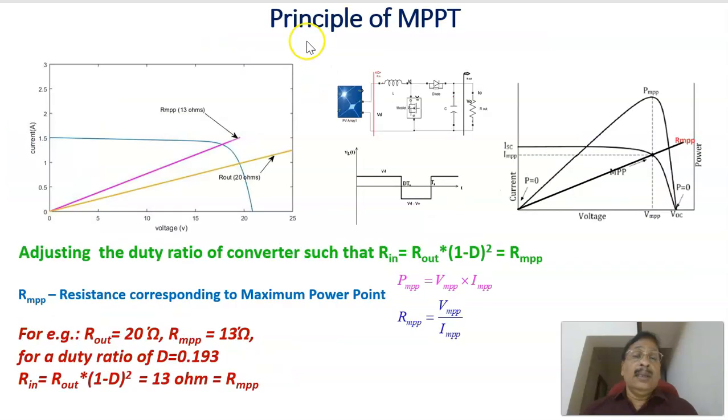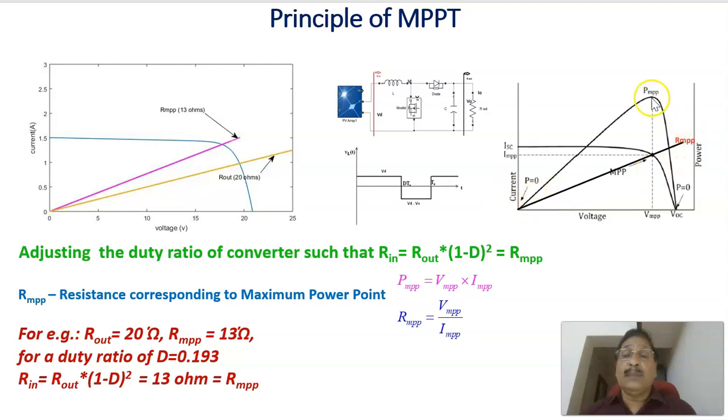Continuing the principle of maximum power point tracking, as we have already seen, there's a panel, a boost converter, and a load. By controlling the duty ratio of the switch, which is nothing but the on period divided by the total time period, you can vary the resistance looking in at this point, so that it is made equal to the resistance RMPP.